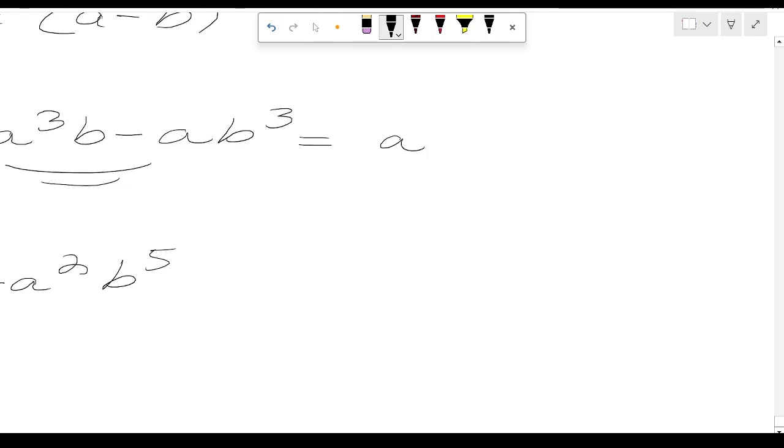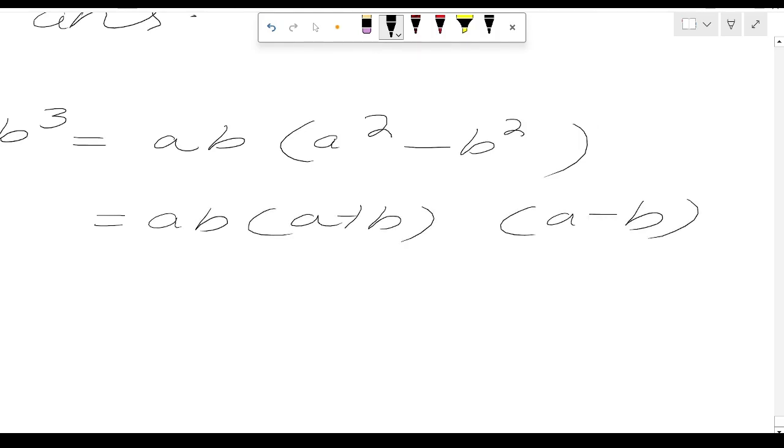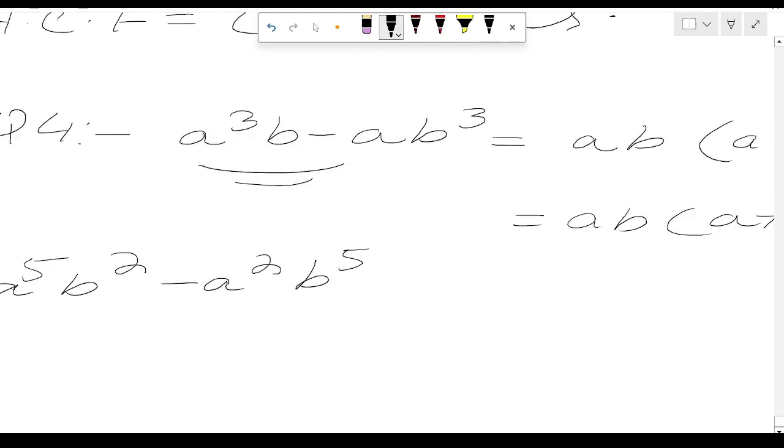Then we have b and we have b cube. I'll take b. So ab bracket, this will be a square minus b square. So look, we have ab bracket a square minus b square. Now what is a square minus b square equal to? Yes, it is equal to a plus b and a minus b. So this is how I simplified a cube b minus ab cube.